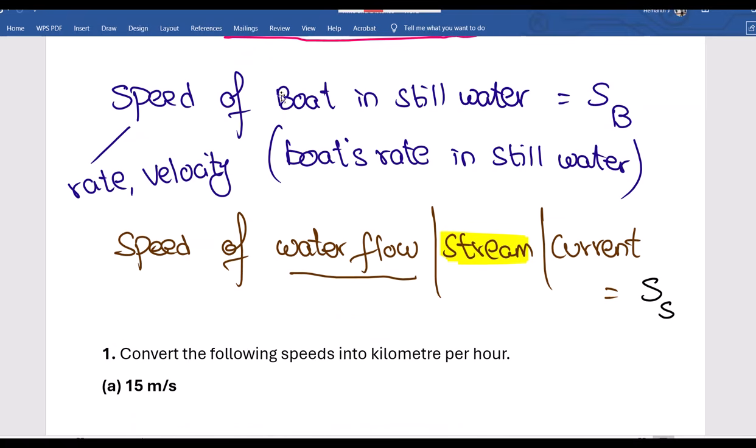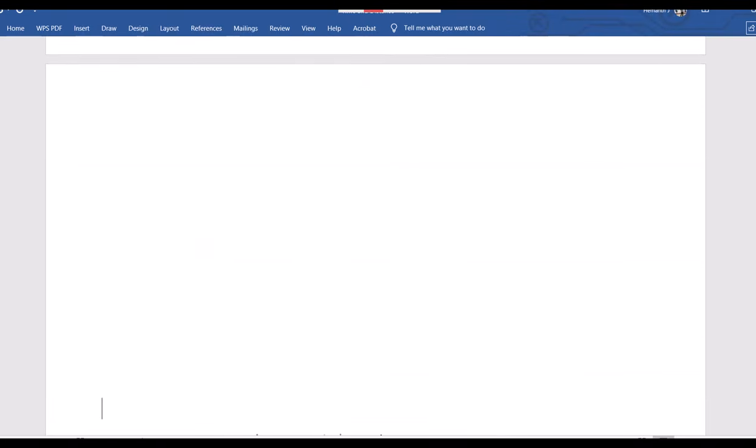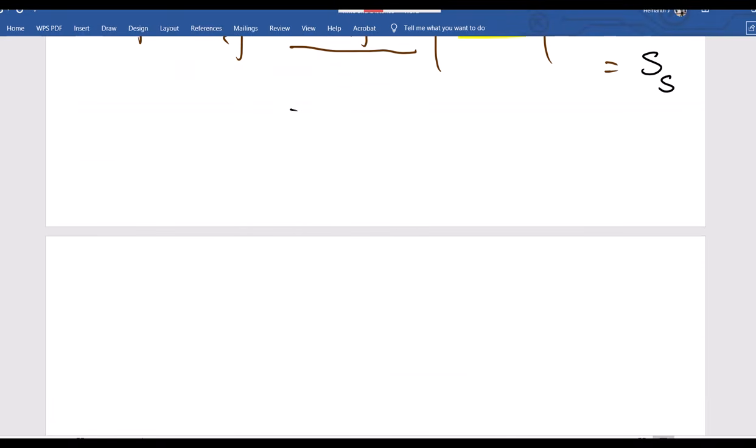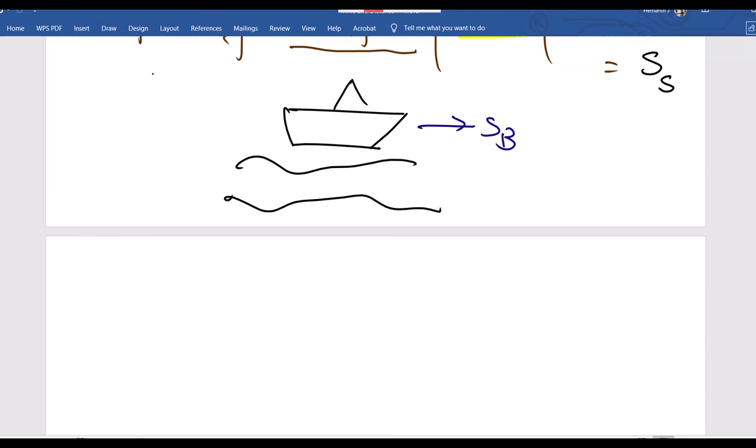Now, if you want to see it in terms of a picture, it's very simple. Consider this as a boat. This is water. Now the boat is traveling, and the water is traveling too. Water is having some speed, boat is having some speed. Downstream, upstream, 2 terminologies completed. Speed of boat SB, speed of stream SS.